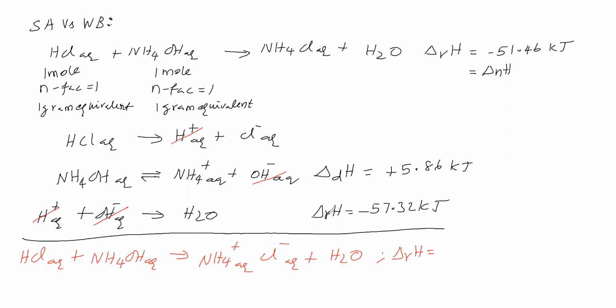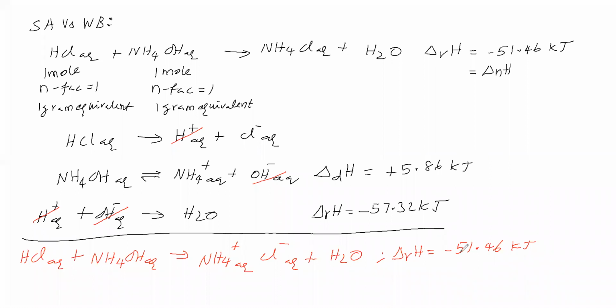Energy liberation how much? 57.32. Energy absorption how much? 5.86. What is the net amount of heat involved now? The net amount of heat involved is minus 51.46 kilojoule. Okay, so minus 51.46 kilojoule is the net amount of heat involved, we can say. Correct? So the net amount of heat involved is minus 51.46.